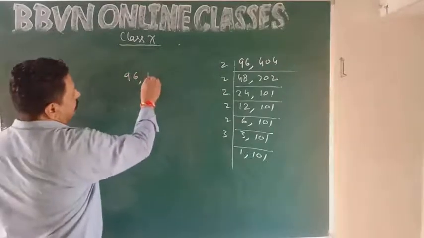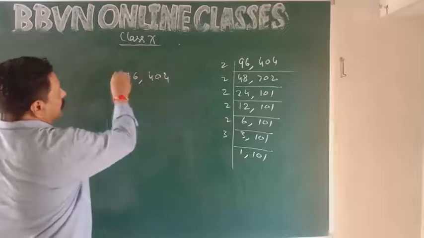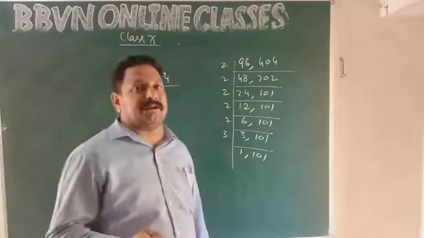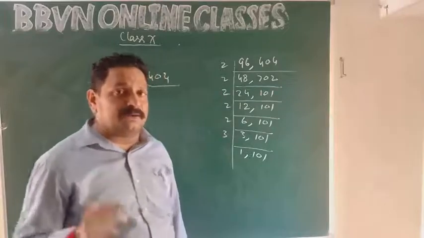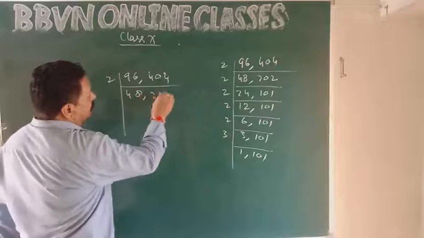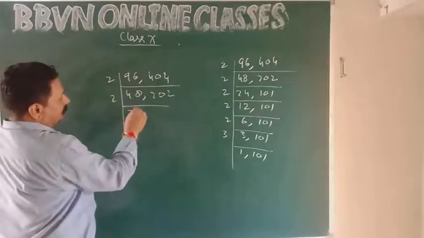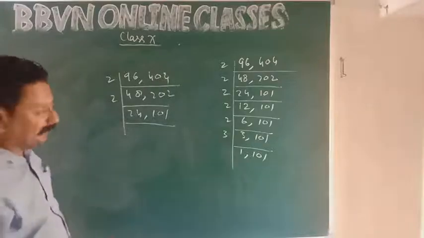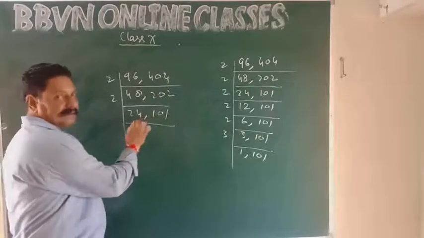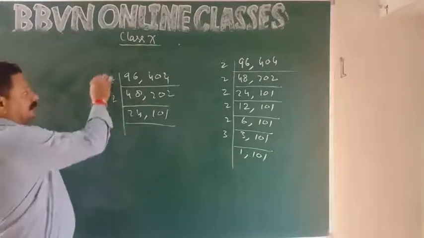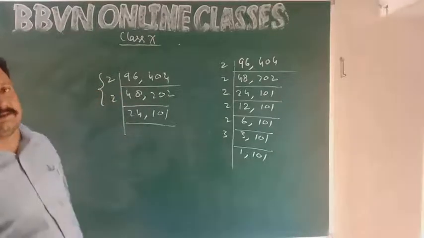See, 96 and 404. HCF means highest common factor. So start with the smallest prime number and see up to where you can divide both the numbers. 2 divides 48 times and 202 times. Now 2 divides 24 times and 101 times. Now I do not have any prime number which can simultaneously divide these two numbers. It means my process terminates here. 2 into 2, 4. 4 is the HCF.